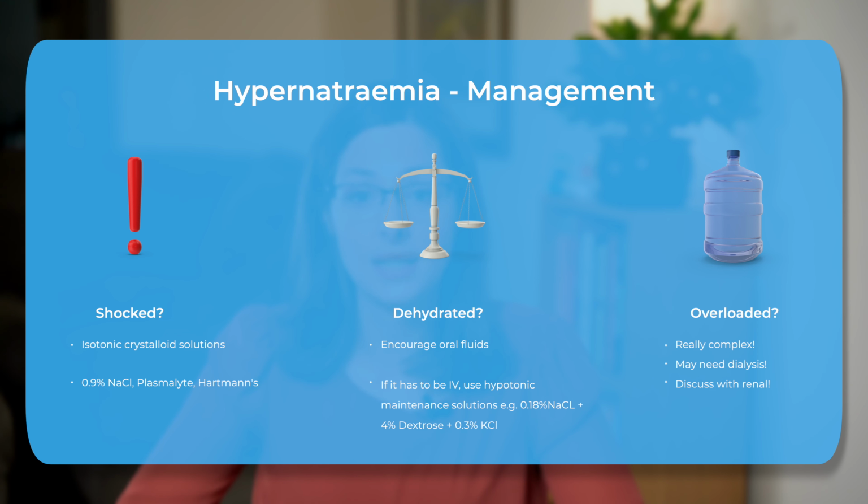For patients who are hemodynamically stable but dehydrated, encourage oral fluid intake as tolerated, as this is the most physiologically normal mechanism. If IV fluid replacement is required, for example, lots of ongoing losses, your patient's nil by mouth, or unconscious, then use hypotonic maintenance solutions such as 0.18% sodium chloride with 4% glucose and 0.3% potassium chloride if available.